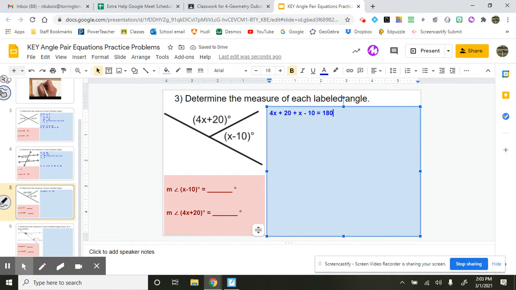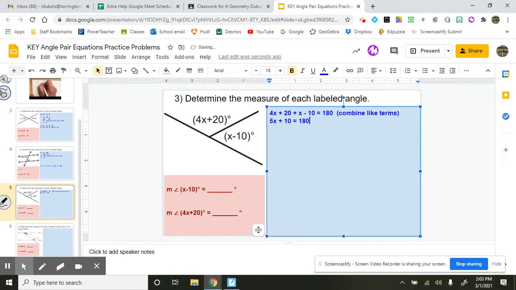So we've got to combine our like terms. We have no idea what x is, but we have four of them, and then a little bit later we have another one. So we have 5x. And then our constants, you've got to pay attention to the signs. It's positive 20 and negative 10. So it becomes 20 minus 10. So it's plus 10. Combine our like terms, 5x plus 10 equals 180 degrees.